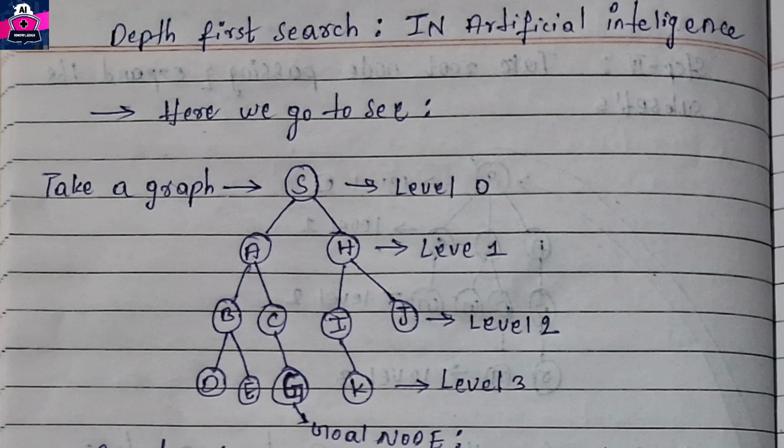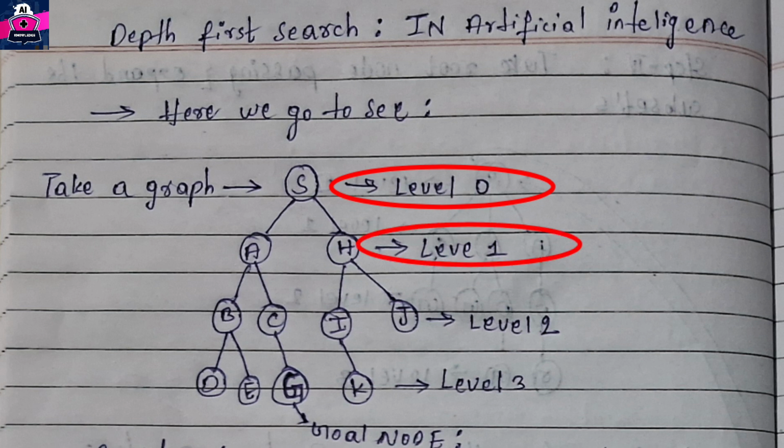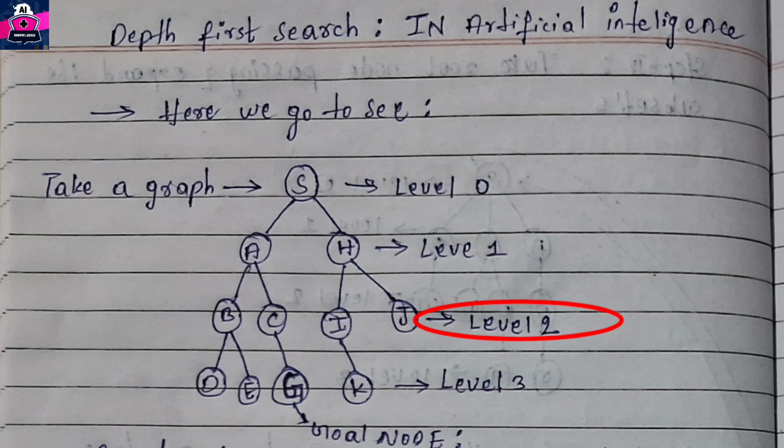Then the graph represents levels. S is level 0. A and H are level 1. B, C, I, J are level 2. D, E, G, K are level 3. From the graph.